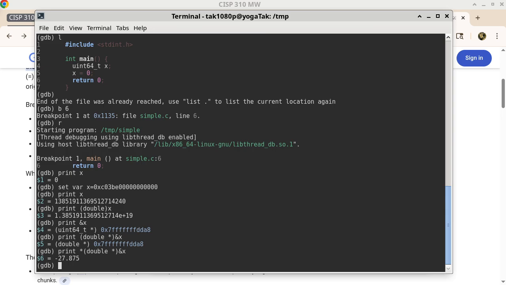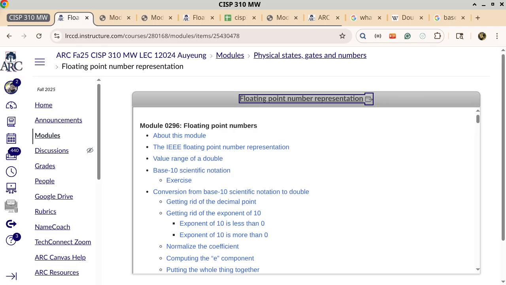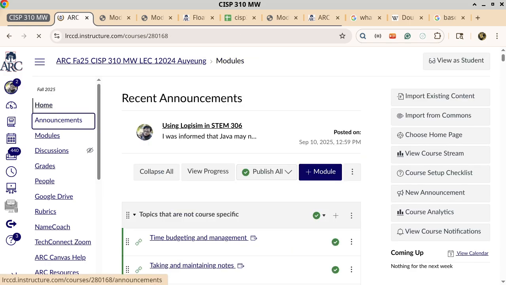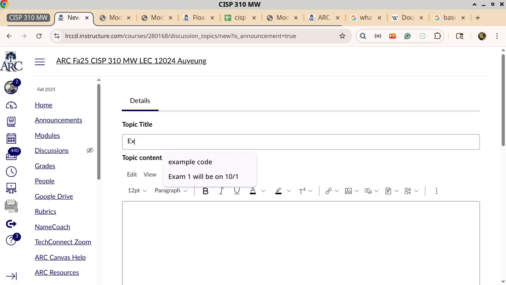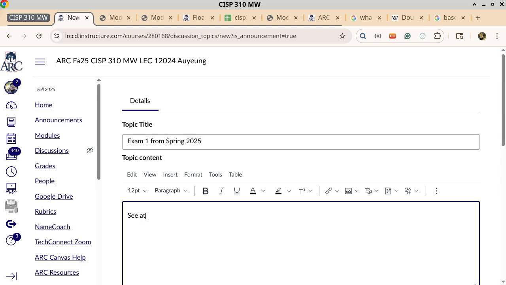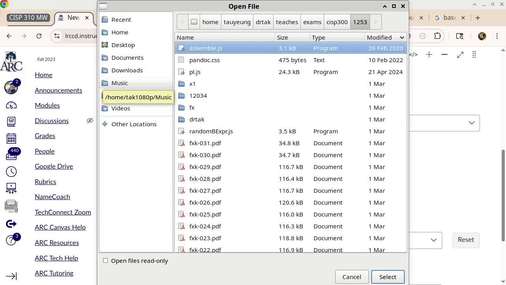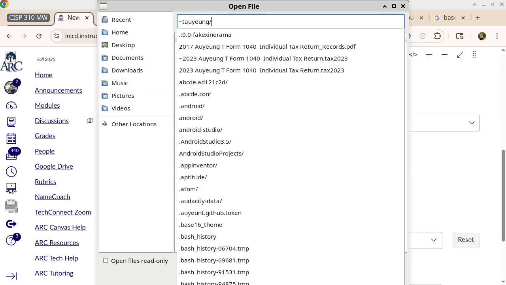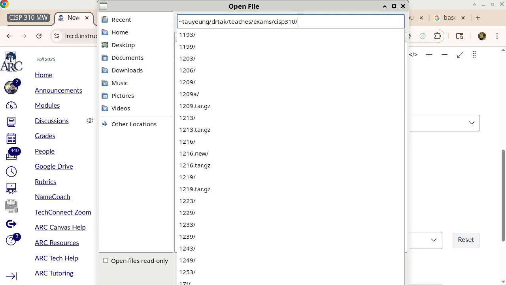So before I forget, this is what I'll do. I will give you the exam from the previous semester, just so that you have something to practice on. So let me do that. Go to announcement, add announcement. This is exam one from spring 2025. See attached. Let me go to attachment. That would be here, here, here, here, here.